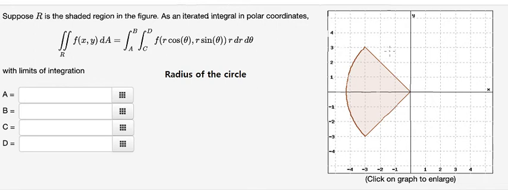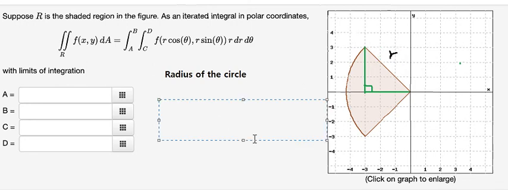If we want to find R, we can use the triangle here. I will highlight it in green. We see that this is a right triangle, and we have the number 3 and the number 3 here. To find R, we can use the Pythagorean theorem.